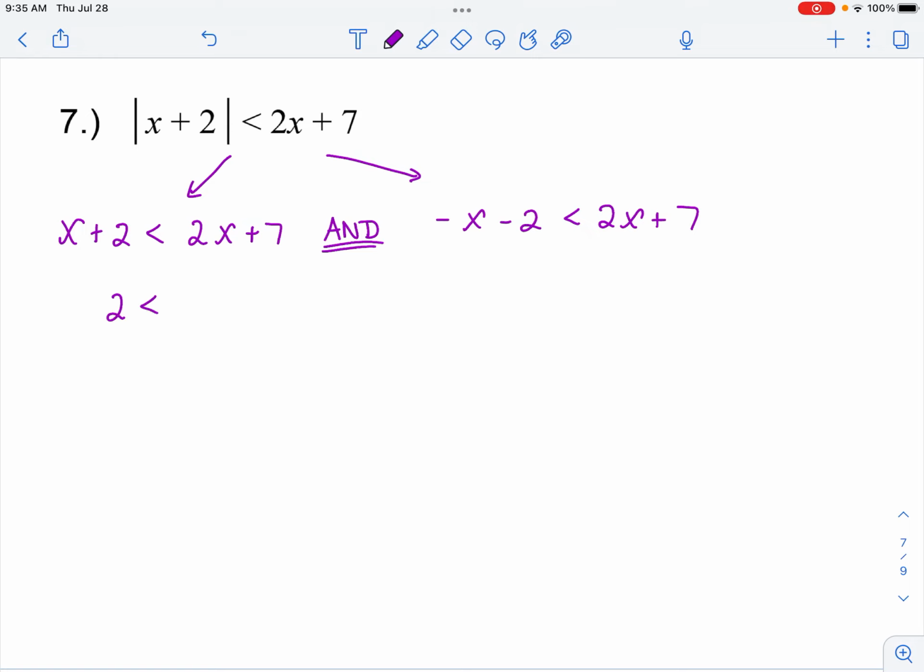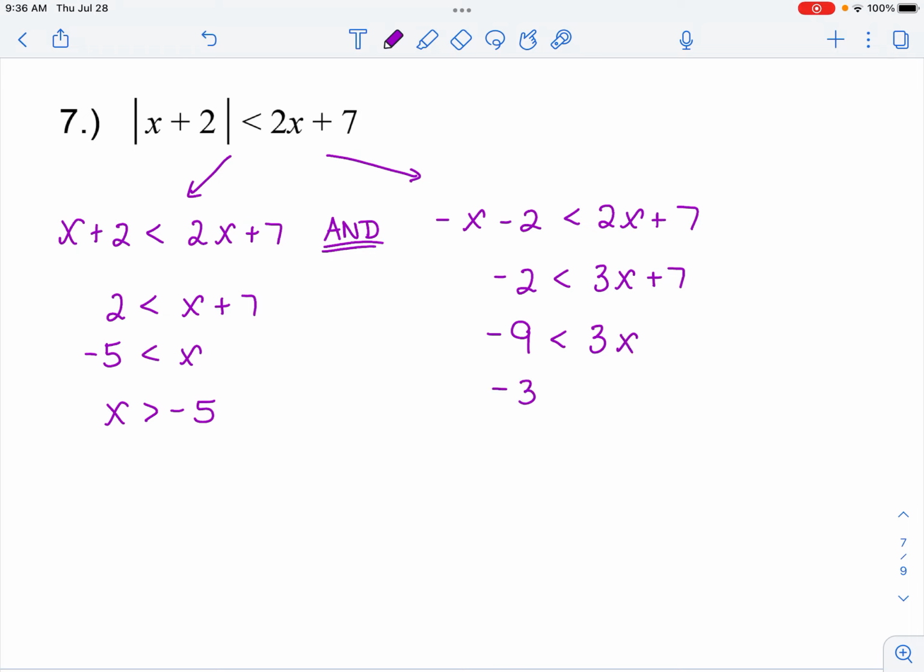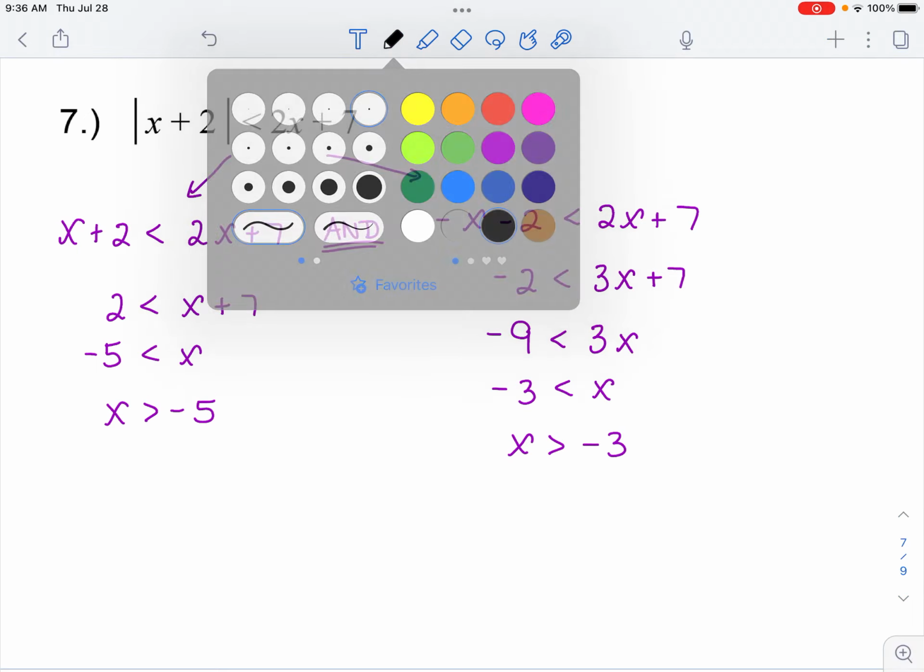I'm going to subtract the x to get 2 is less than x plus 7. Subtract over the 7. X is greater than -5. So I'm going to flip that around. Sometimes it's easier to read it, but you always want to read from the x. On the other side, I'm going to add the x over to get -2 is less than 3x plus 7. Subtract over the 7 to get -9 is less than 3x. Divide out the 3 to get -3 is less than x, or x is greater than -3.